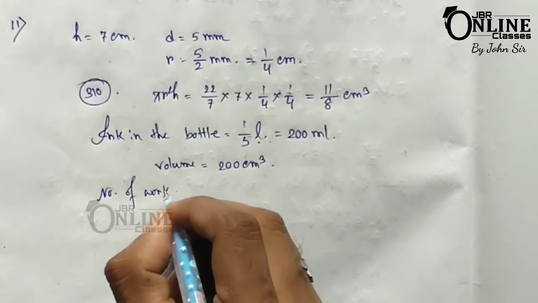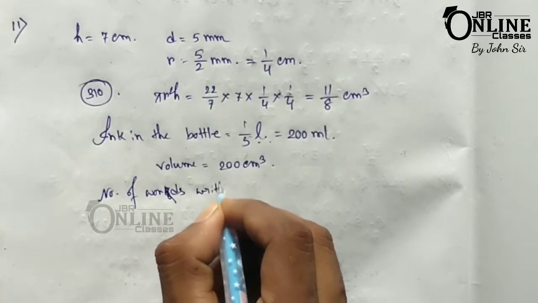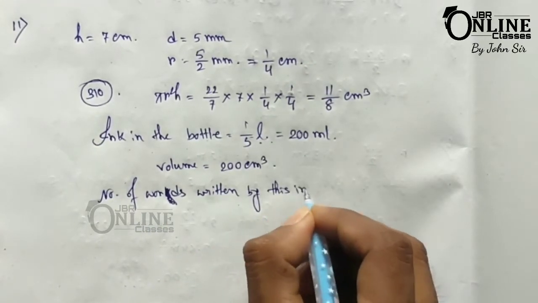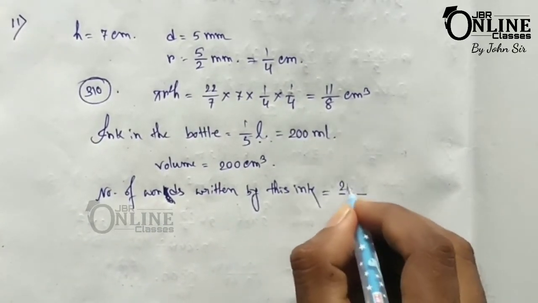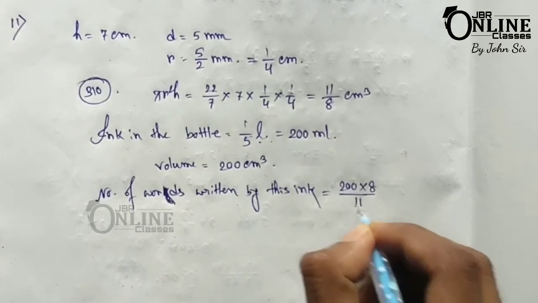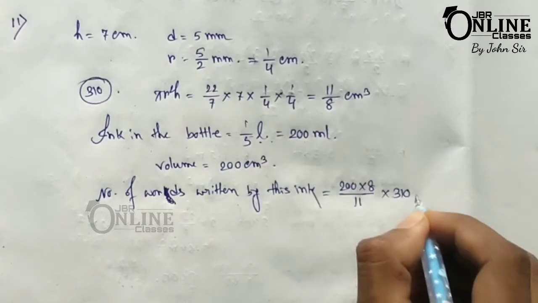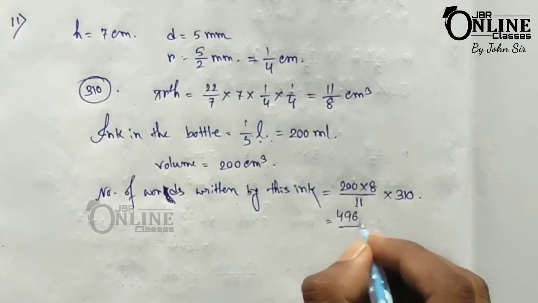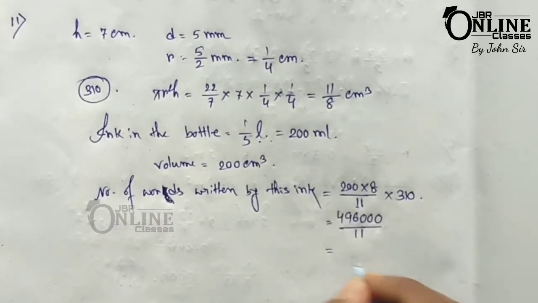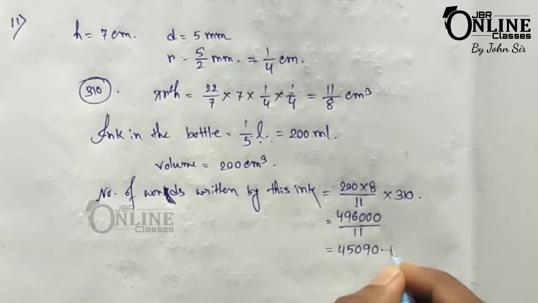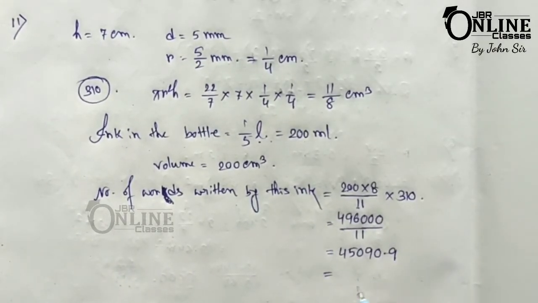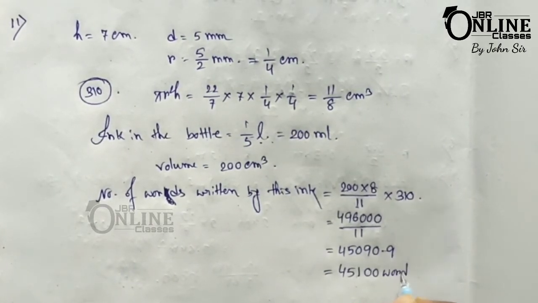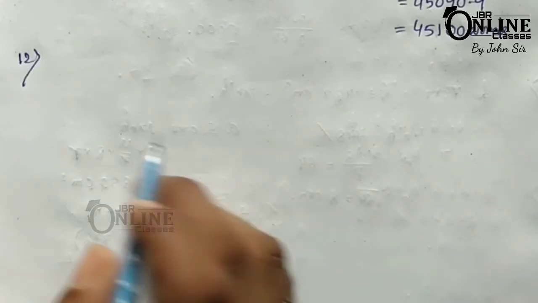Okay, so first, now number of words written by this ink, so that equals 200 into 8 divided by 11 into 310. Okay, 200 into 8 divided by 11 into 310, and then you will get 496,000 divided by 11. So that equals 45090.9. And if you answer correct up to 100 words, so that means here 45100 words.